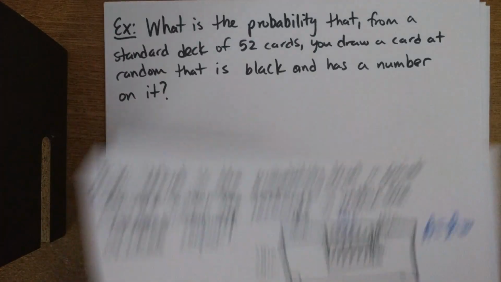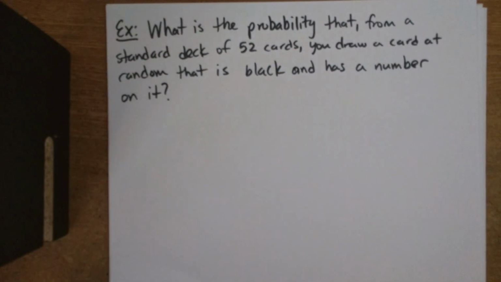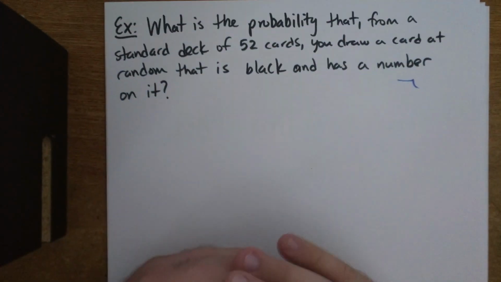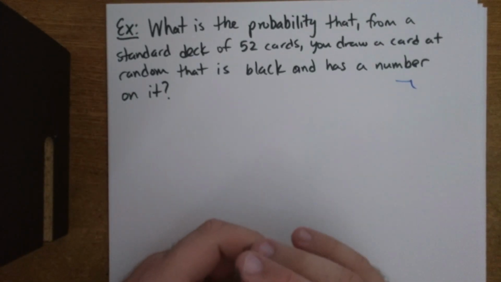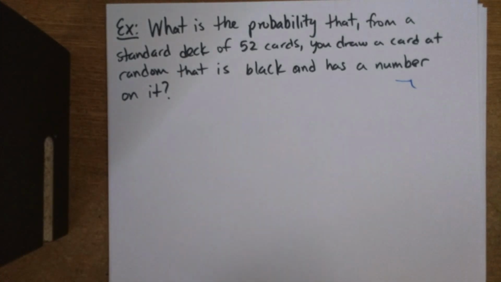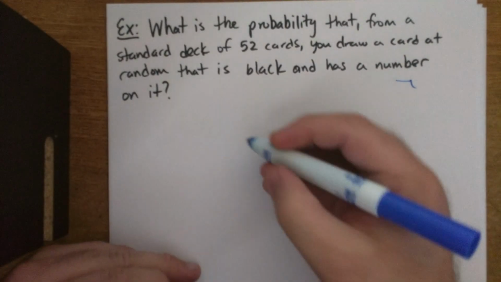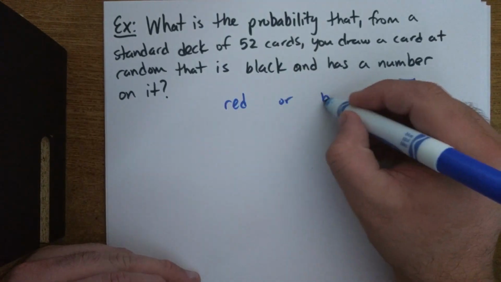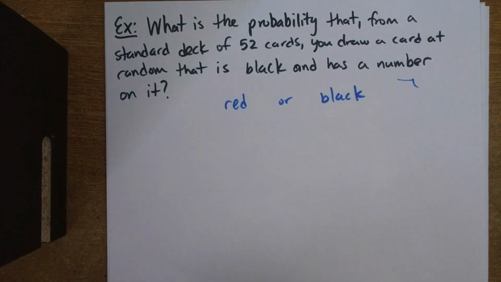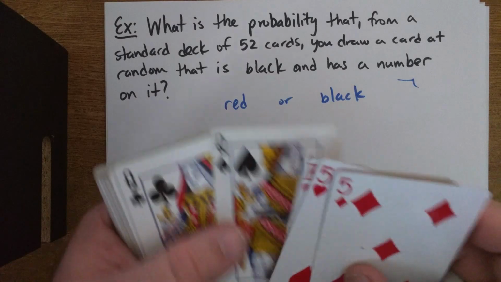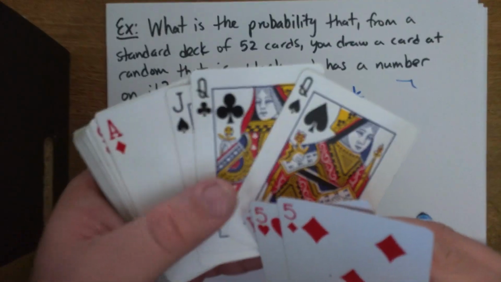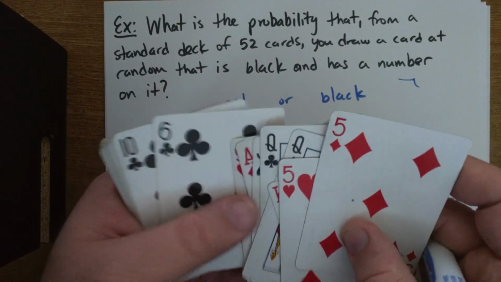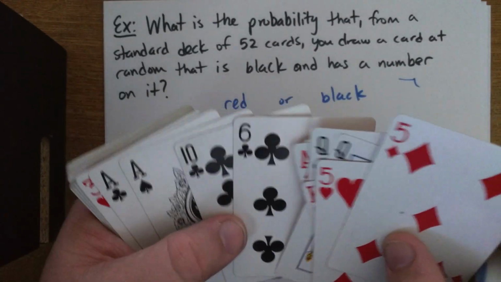And then one more example. What is the probability that from a standard deck of 52 cards, and I'm talking about cards like these, you draw a card at random that is black and has a number on it? So let's think about, there's 2 colors. There's red or black. And we want to know, all the black cards have a number on it. Like, for example, see these cards right here, the Jack, the Queens. These don't have numbers on them. They have letters on them. But, here's some black cards that have numbers on them, like the 6 and the 10.